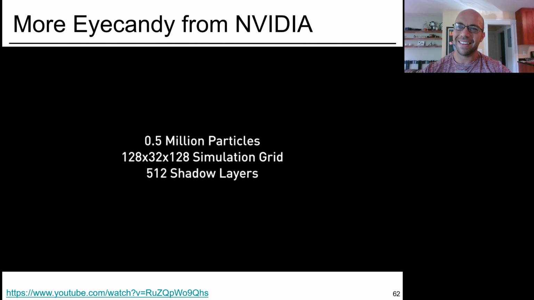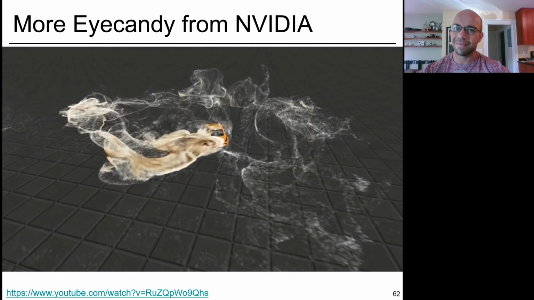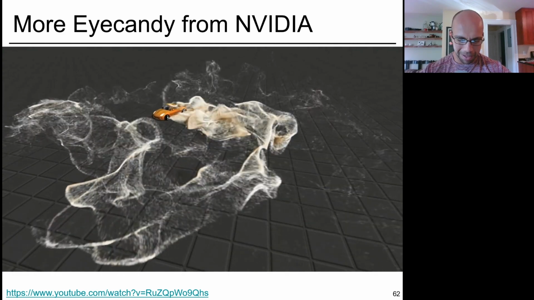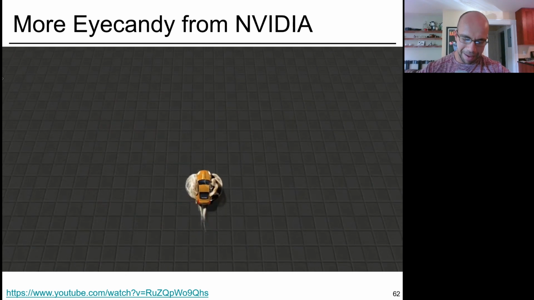Forgot how many things they have to tell us. There you go. There's a pretty crazy car flying around and all the fluid motion that's happening behind it.